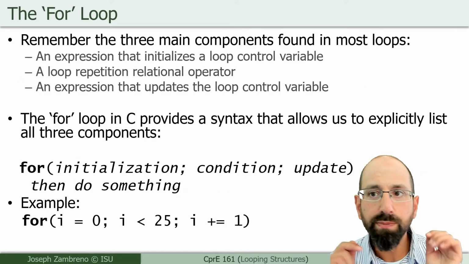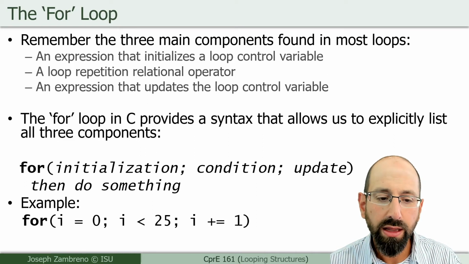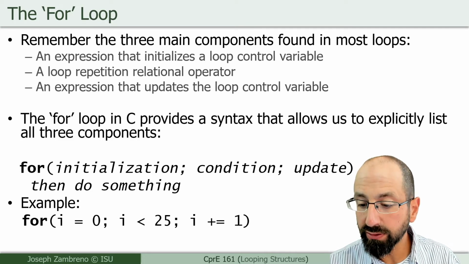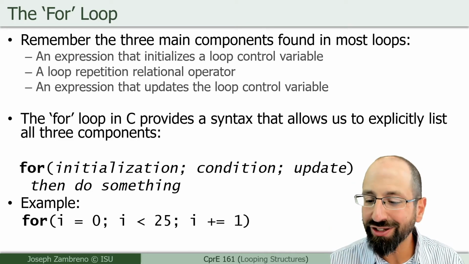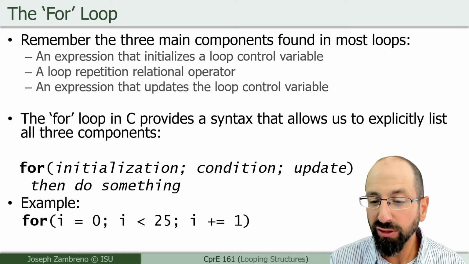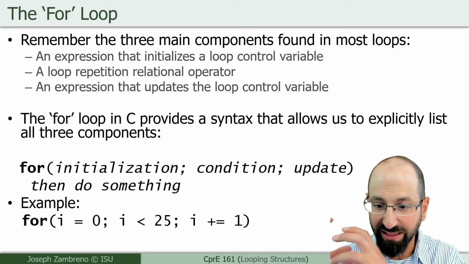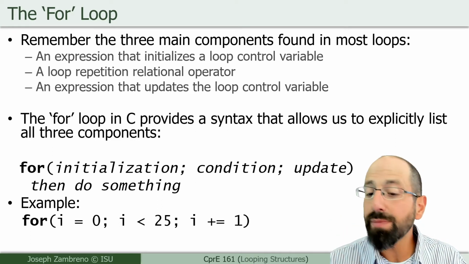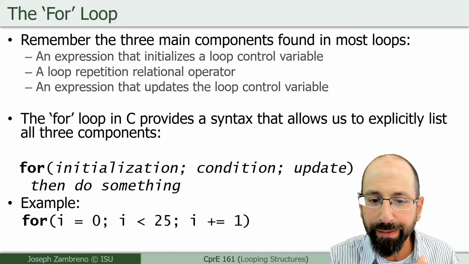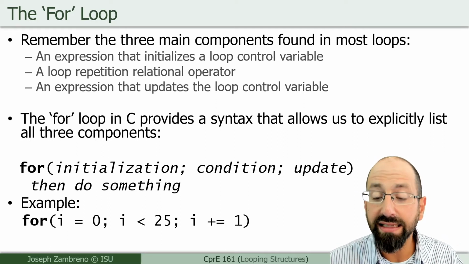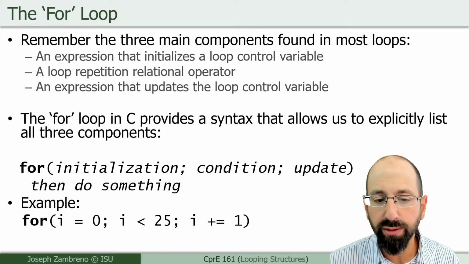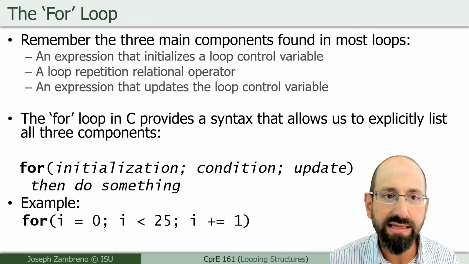Switching gears a little bit, now I want to talk about for loops here. Remember those three main components that are found in our loops. An expression that initializes a loop control variable. Some relational operator for loop repetition, while something. That something is our relational operator. And then something inside the loop that updates the loop control variable so we have a way to get out of the loop eventually. The for loop in C syntax is only there to allow us a way to explicitly list all three components, and the syntax for it is as follows.